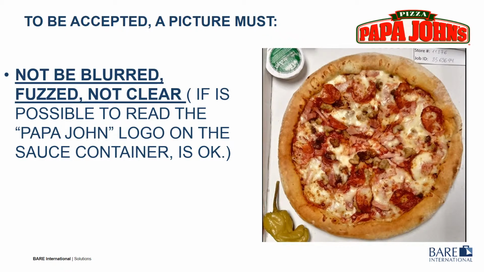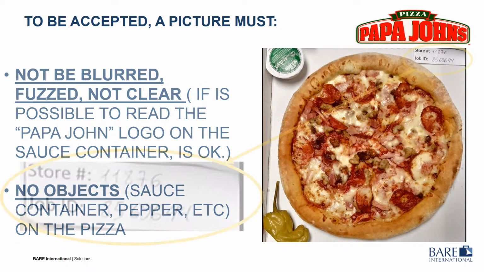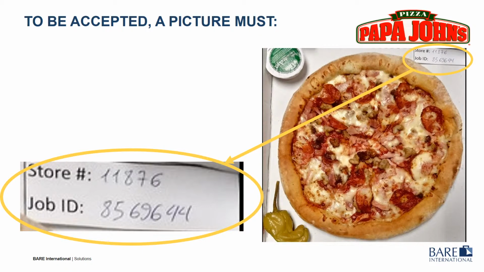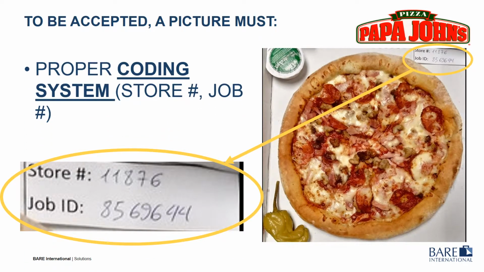If you can read the Papa John's logo on the sauce container, your photo is okay. Remember to remove all the objects from your pizza and put them on the sides of the box. Finally, you have to code it properly and place a label on the top side of the picture.